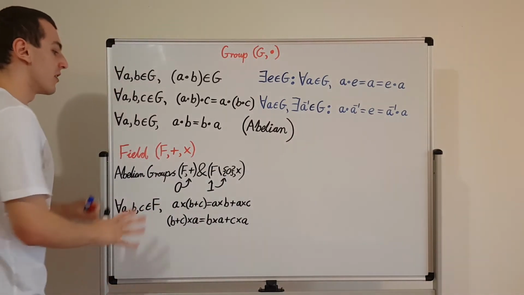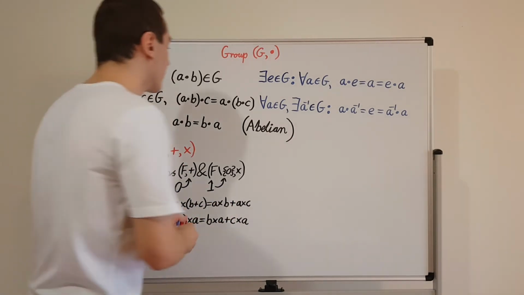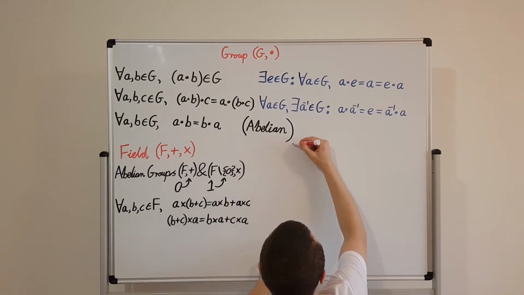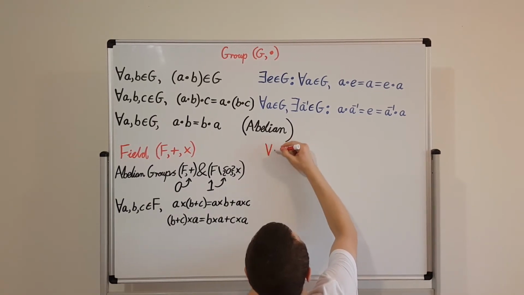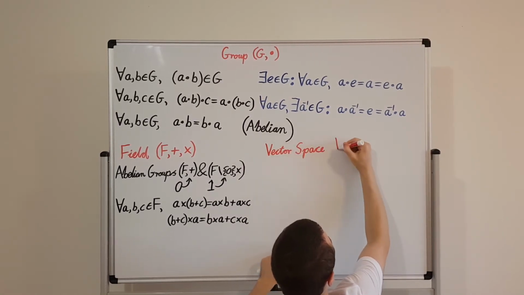Now we're going to use the concept of a field to define a vector space. I'll do that over here. So now we're going to define a vector space. We have a vector space, and I'm going to call that vector space capital V.